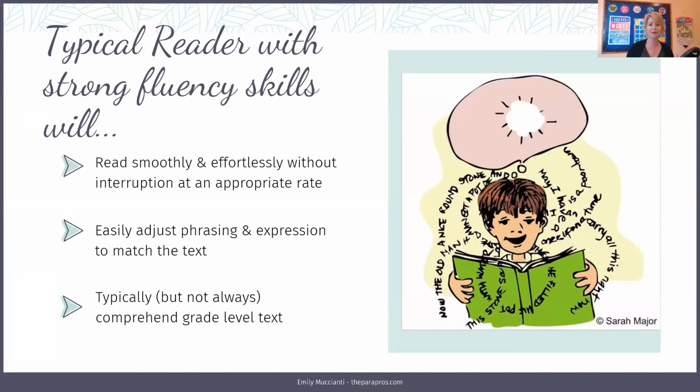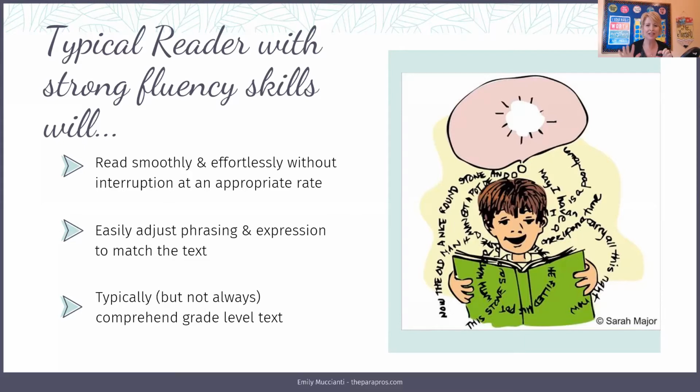They're going to emphasize important words. They will naturally do this, or they've become so skilled in this that it appears that they're doing it naturally. So they adjust their phrasing, they adjust their expression in order to match the meaning of the text. And then finally, typically, but not always, good fluent readers also are able to comprehend at grade level.